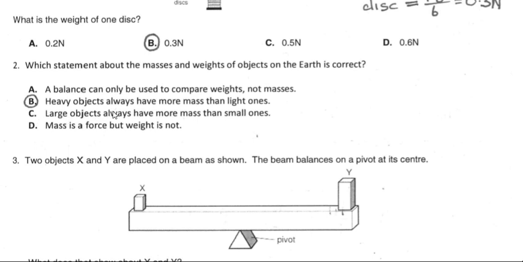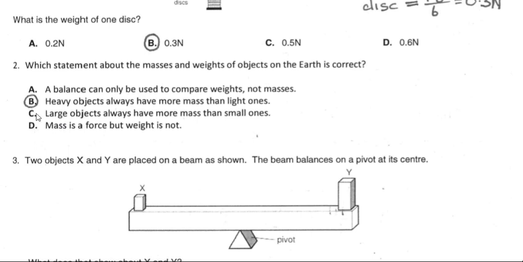Let's look at C. Large objects always have more mass than small ones. That's not correct because something could have different density. Anything made of different materials has different densities, so you can have really small objects which are very heavy because they're very dense, and likewise you can have really large objects which are still relatively light because they're not very dense. So that's incorrect. Part D, mass is a force but weight is not. That's the other way round, so that's incorrect.